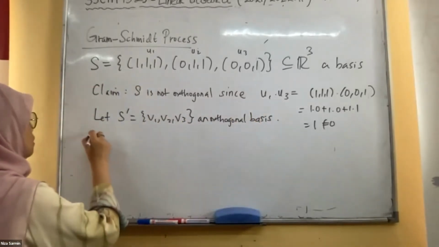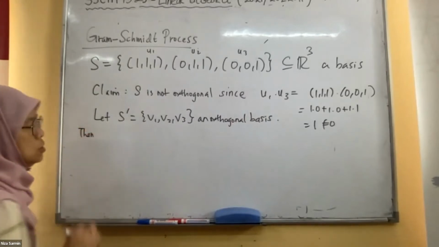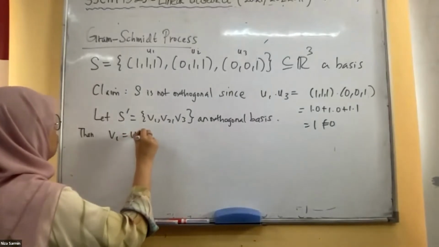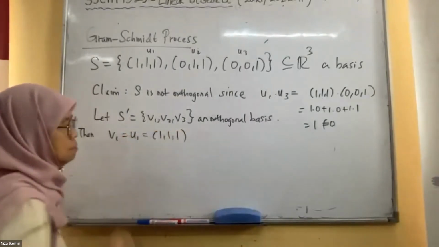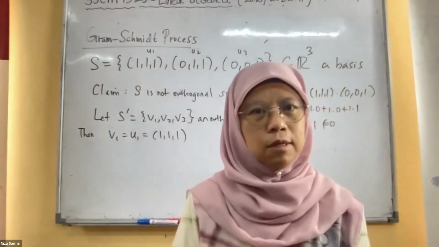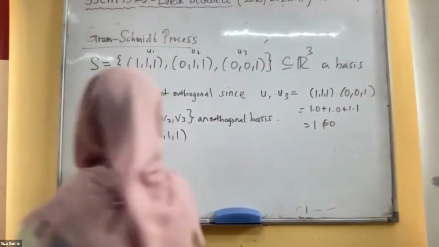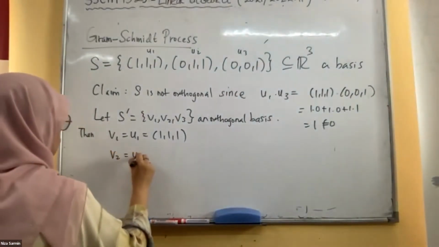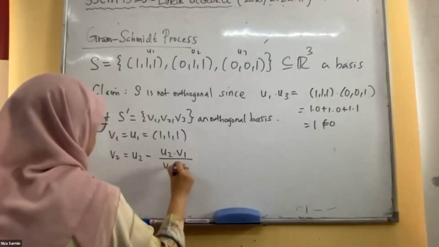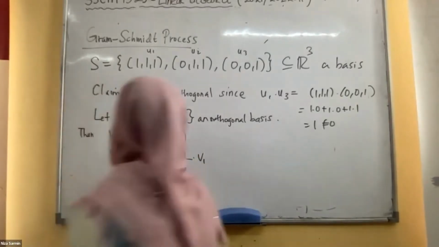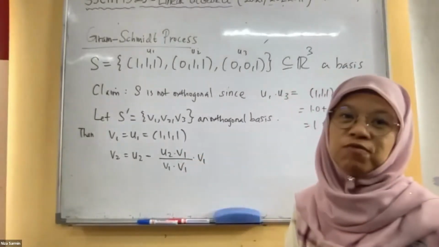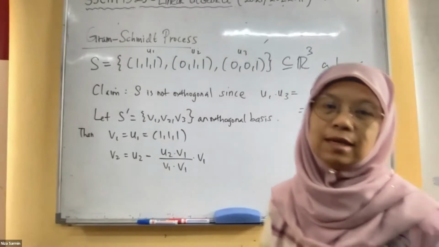Okay. Then, using Gram-Schmidt process, V1 is U1, copy. V2 is U2 minus U2 dot V1 over V1 dot V1, V1. Actually, V1 is U1, but we just put V here because later on it's all V, yeah?